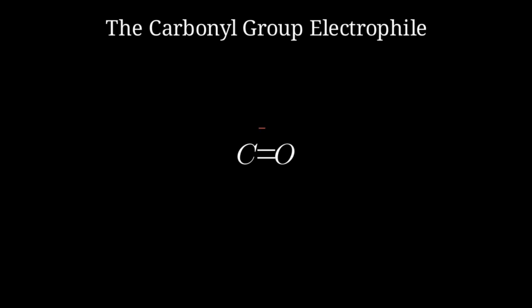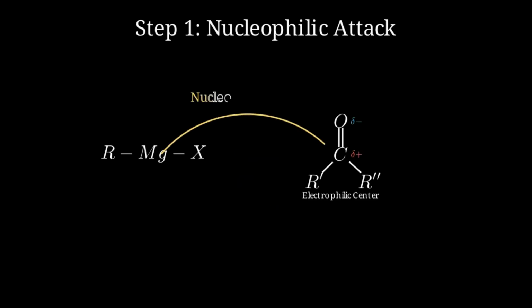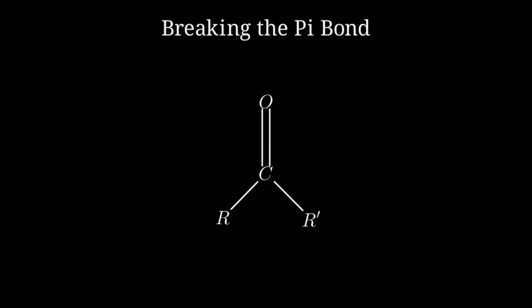The more electronegative oxygen pulls electron density away from the carbon, leaving the carbon atom electrophilic and ready to be attacked by a nucleophile. In the first step of the reaction, the nucleophilic R group from the Grignard reagent attacks the electrophilic carbonyl carbon. This is the rate-determining step, where a new carbon-carbon bond is formed. As the new bond forms, the carbon-oxygen pi bond breaks.